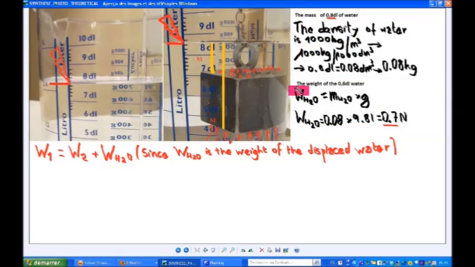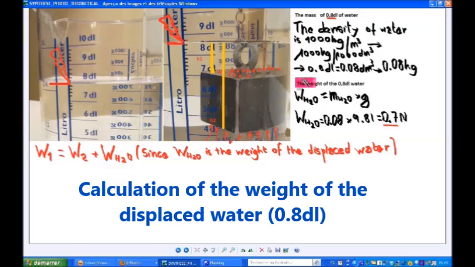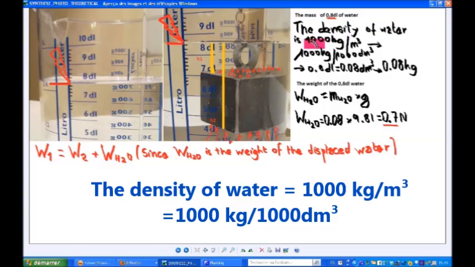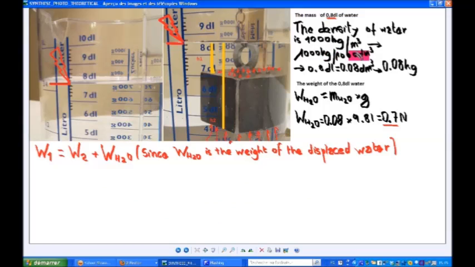In this theoretical calculation, we are going to calculate the weight of 0.8 deciliter of water. We know that the density of water is 1,000 kilograms per cubic meter. This means 1,000 kilograms per 1,000 cubic decimeters, as 1 cubic meter equals 1,000 cubic decimeters.